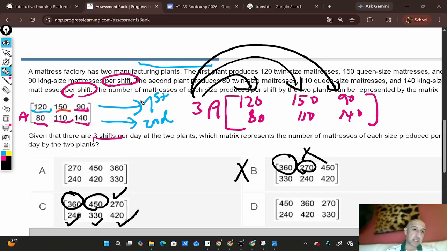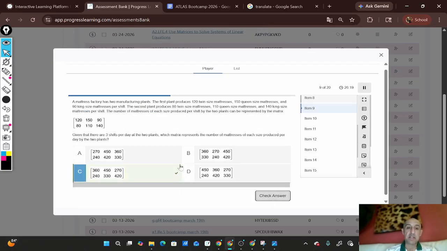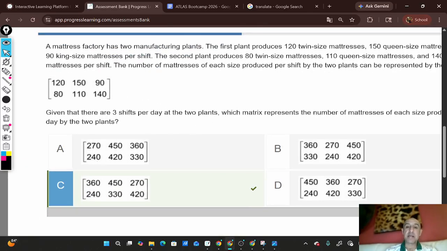Now let us check the answer. I don't need all this, so we need to delete it. And now let us choose the answer and check. So we can see that this is the right answer.